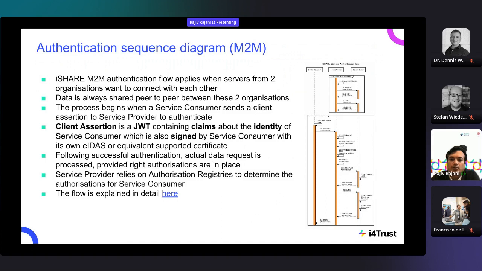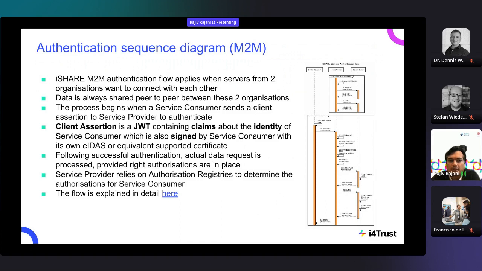In iSHARE, it is important to remember that data is always shared directly between two organizations. So it's always a peer-to-peer connection and peer-to-peer sharing of data. There is no third party or intermediary who needs to get your data in between in order to pass you the data. It may happen that you need a translator service in between in some cases, when you cannot understand the data formats from other providers. In that case, you may designate a translator to act on your behalf to get the data. But essentially what iSHARE enables is peer-to-peer data sharing between two organizations.